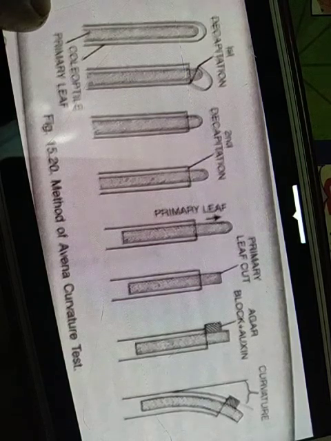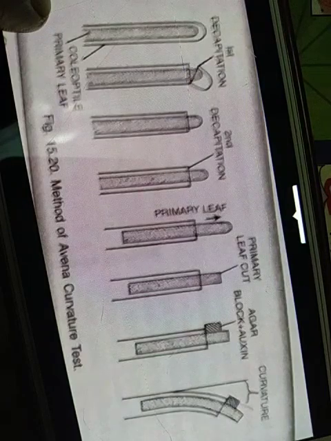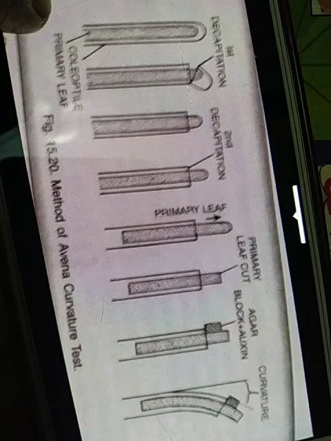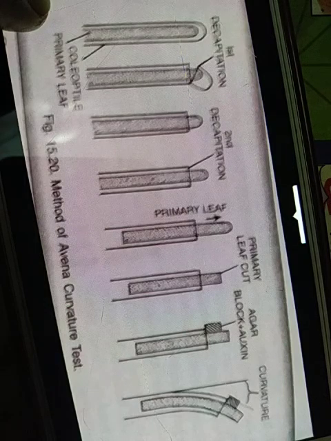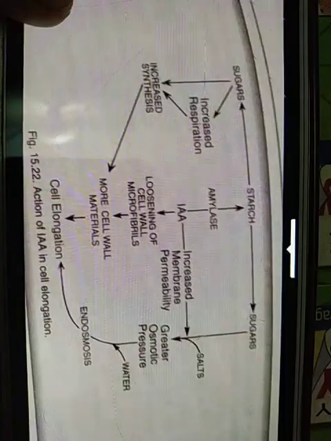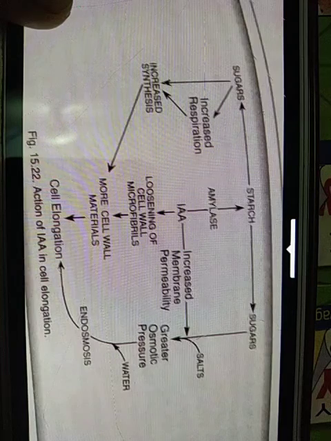The curvature is measured. It can also be photographed and the curvature known by shadowgraph. Okay, you can see in the diagram the experiment which was performed. Now let's discuss the functions of auxin.